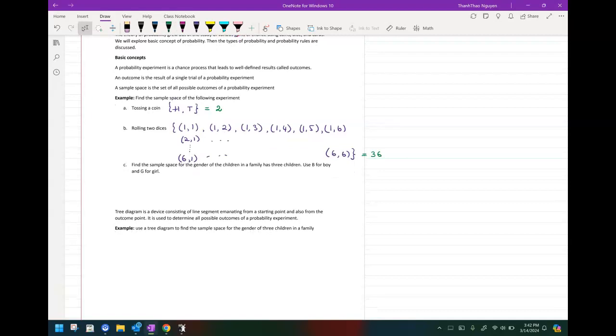Find the sample space for the gender of children in a family that has 3 children. Use B for boy and G for girl. Okay, so if you have three kids, then we can have boy, boy, boy. We can have boy, boy, girl. You can have boy, girl, boy, girl, boy, boy. We can have 2 girls, 1 boy, so we can have girl, boy, girl. We can have boy, girl, girl. Or we can have 3 girls. So then here we can see that there are 8 possible outcomes.